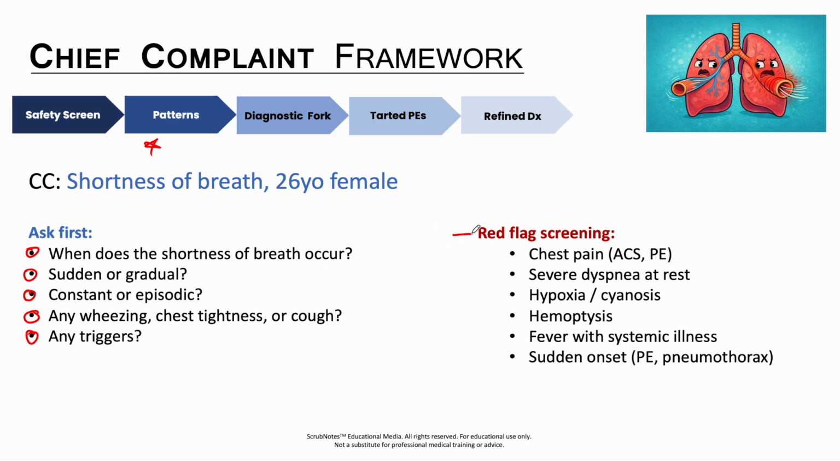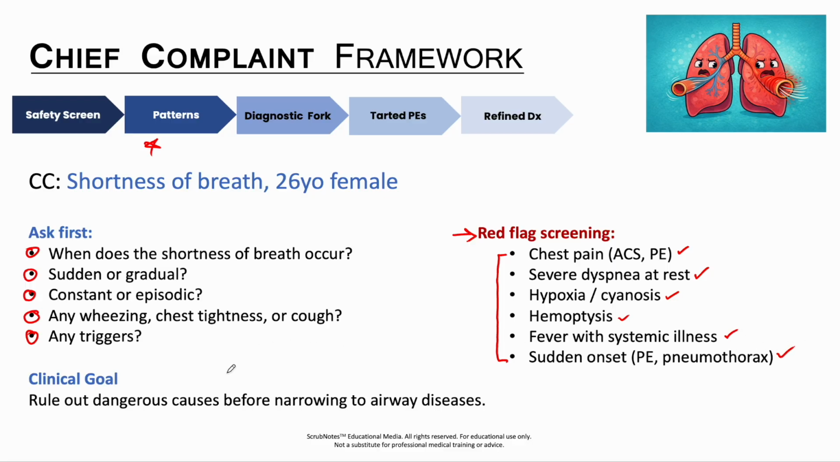At the same time, we always start with safety. Before anything else, rule out dangerous causes of shortness of breath. So we want to check red flags like, is there chest pain? Because that could indicate ACS or pulmonary embolism. Severe dyspnea at rest, hypoxia, cyanosis, hemoptysis, sudden onset. The goal here is simple. Don't miss something life-threatening before moving on to common causes. In this video, we'll apply this framework for a mock case of a 26-year-old female who presents with shortness of breath.